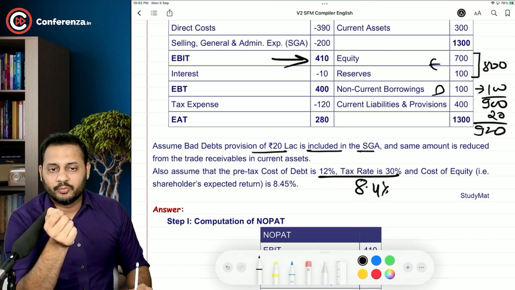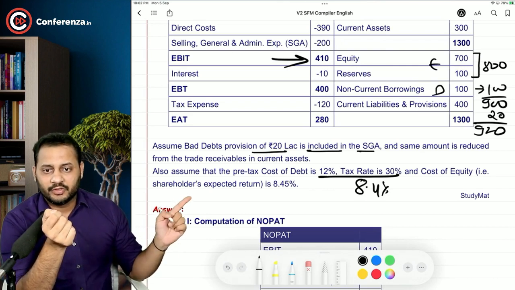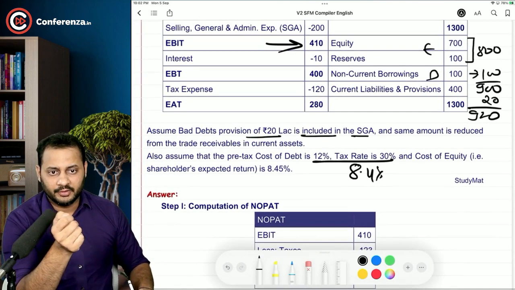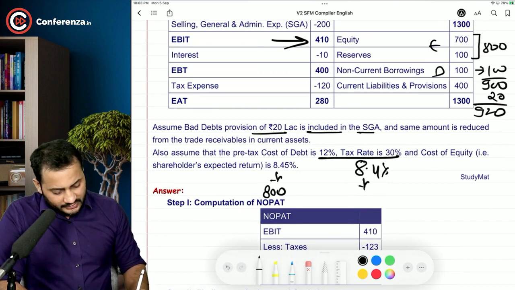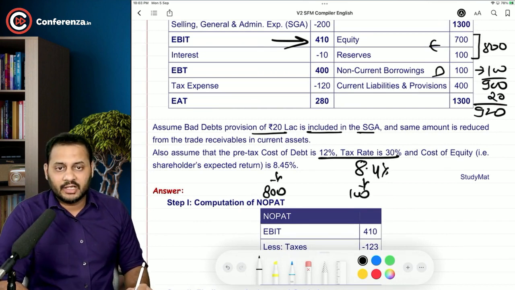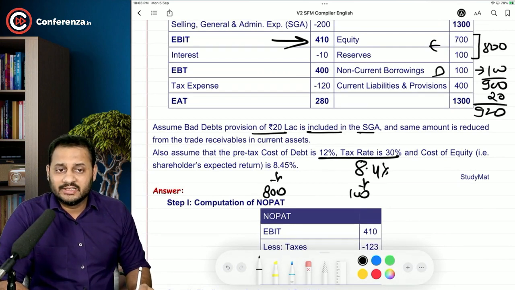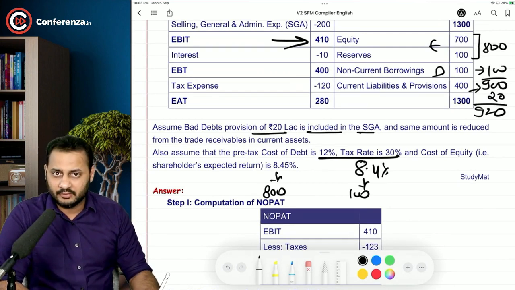Yeah, 8.4% after tax cost of debt. Cost of equity is 8.45. Okay, so for 8.45 we have 800 of the equity capital. For this we have 100 of the equity capital. While calculating the WACC, you will only take 900 as the capital, right?